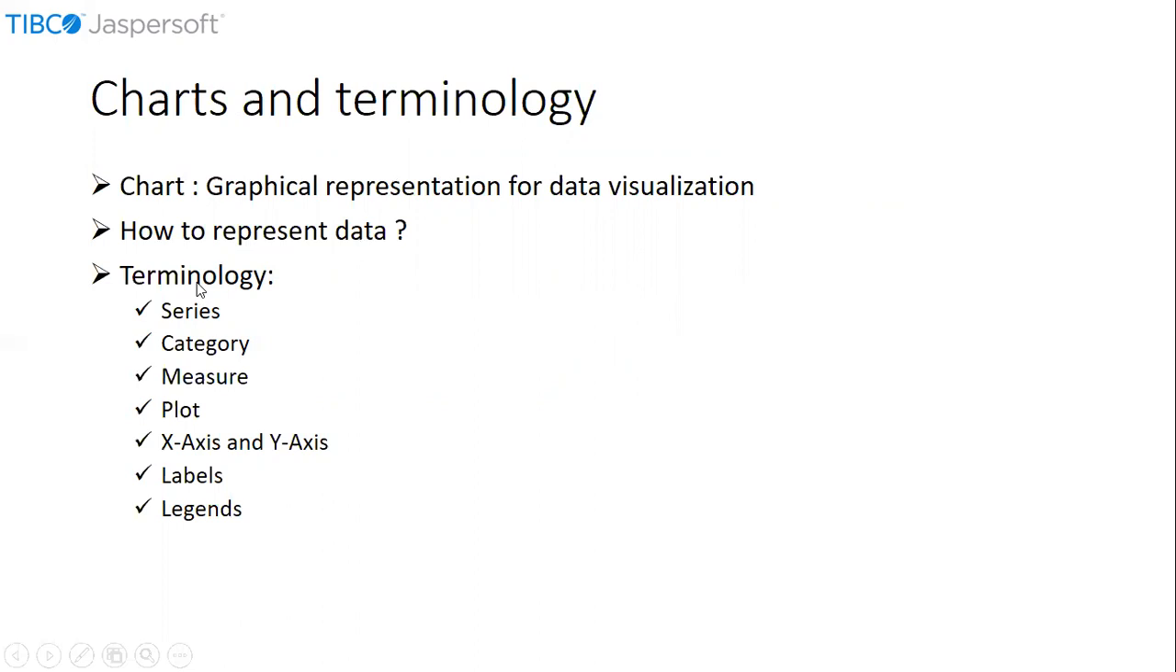Now, let us have a look at the key terminology that we use while we work with the graphs. The terminology includes series, category, measure, plot, x-axis and y-axis, labels, and legends. Let us briefly look at each of these. To start with, what is a series?